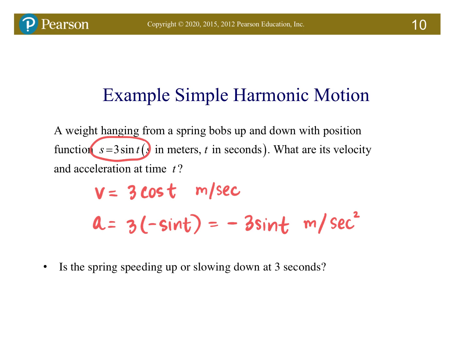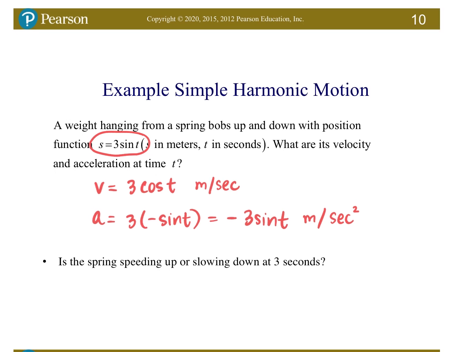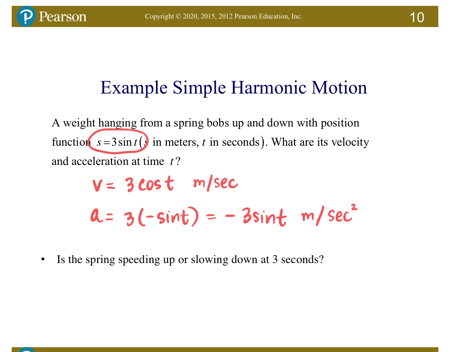So you're going to do the exact same thing you did previously to answer the following question. Is the spring speeding up or slowing down at 3 seconds? In order to answer speeding up and slowing down, what 2 things do you have to check? Velocity. Yes, you have to check velocity and you have to check acceleration. If they match signs, then it would be speeding up. If they have different signs, it would be slowing down.